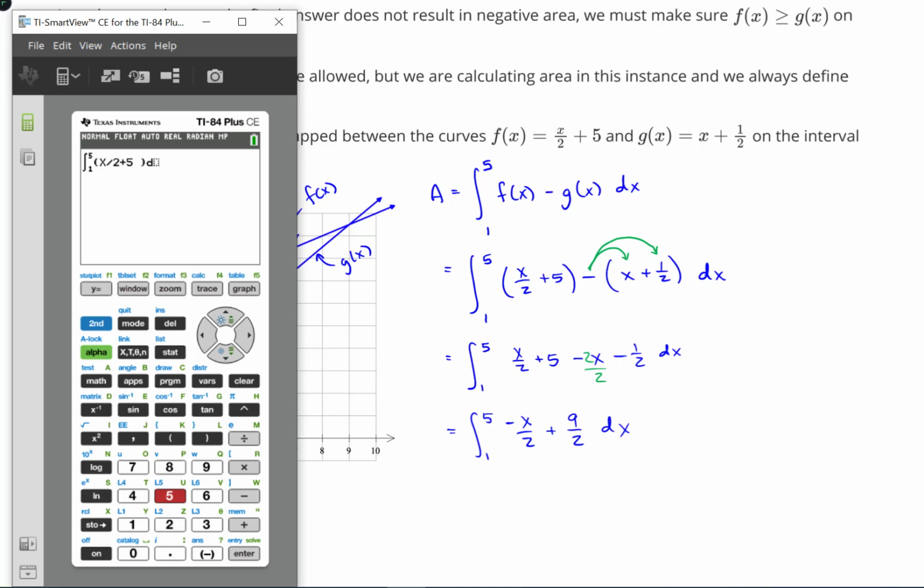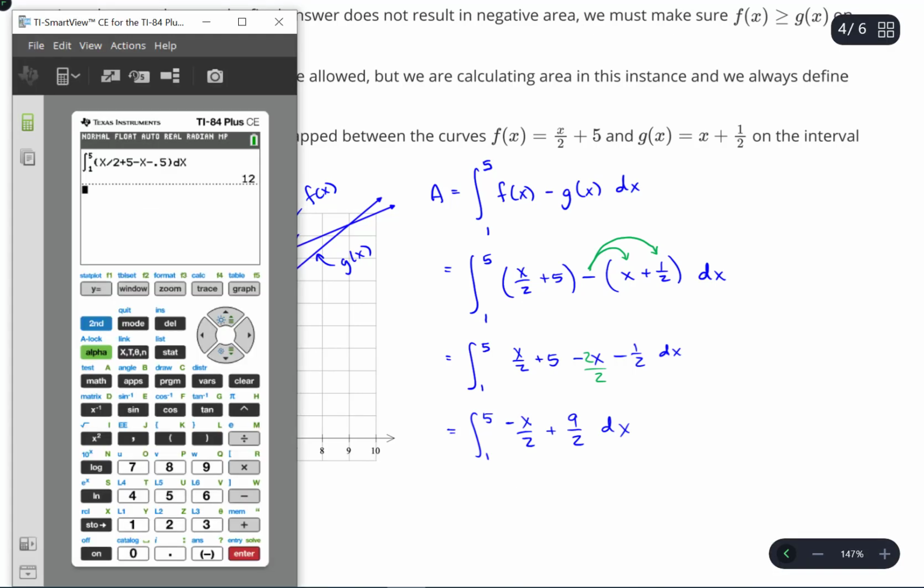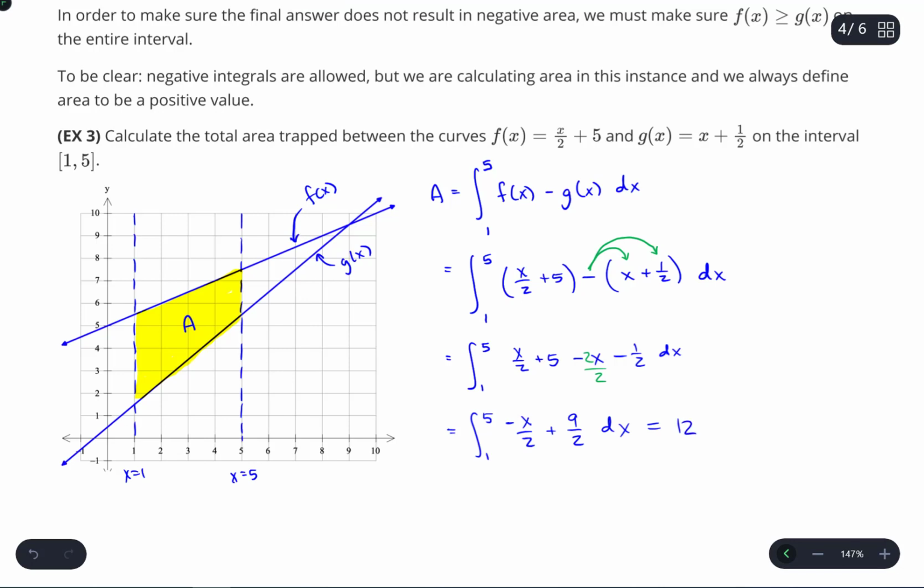It's extremely common. So what I would probably do is just mentally distribute that in my head and say that's minus x and minus 1/2, or really just 0.5. Then we're integrating with respect to x. So when we press enter, it will come up with an answer for us. In this case, it happens to be an integer. If it was not an integer and it was a fraction, we of course could convert that. So that's equal to 12. So that total area is equal to 12.